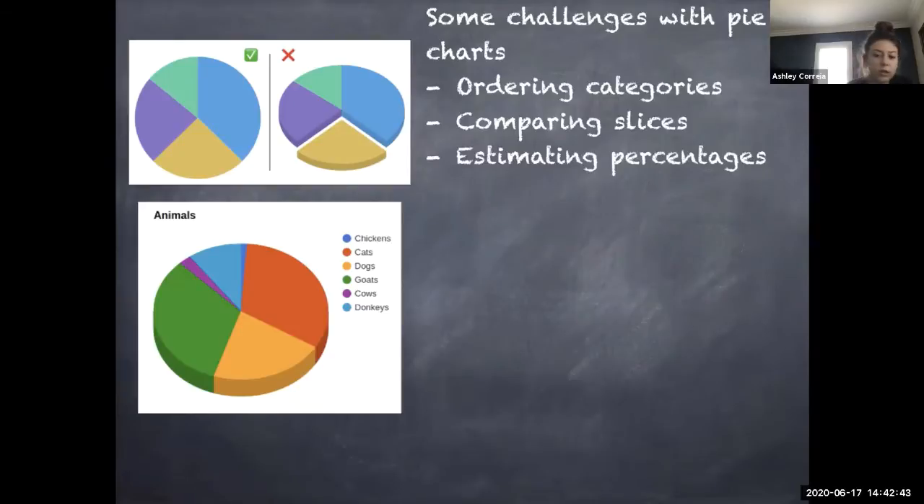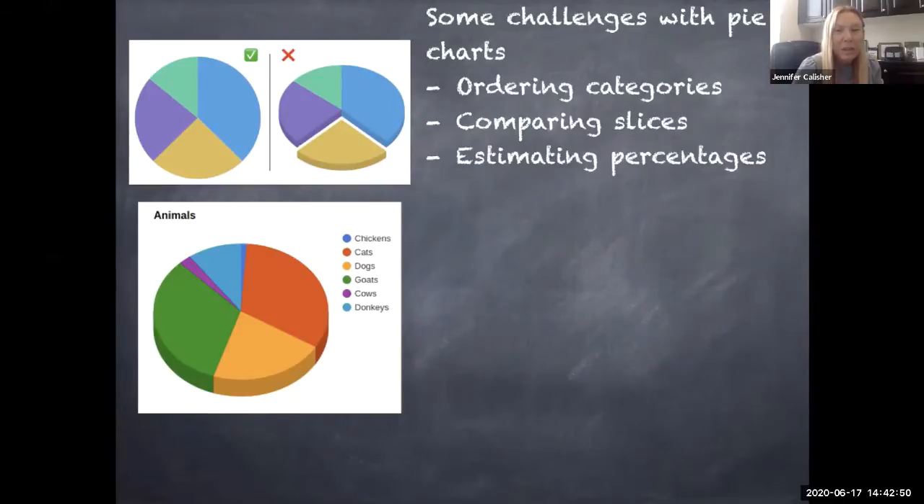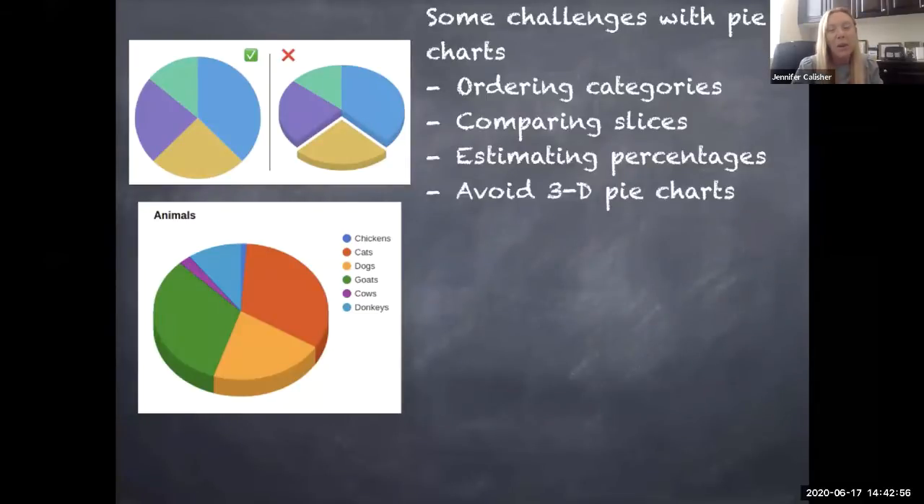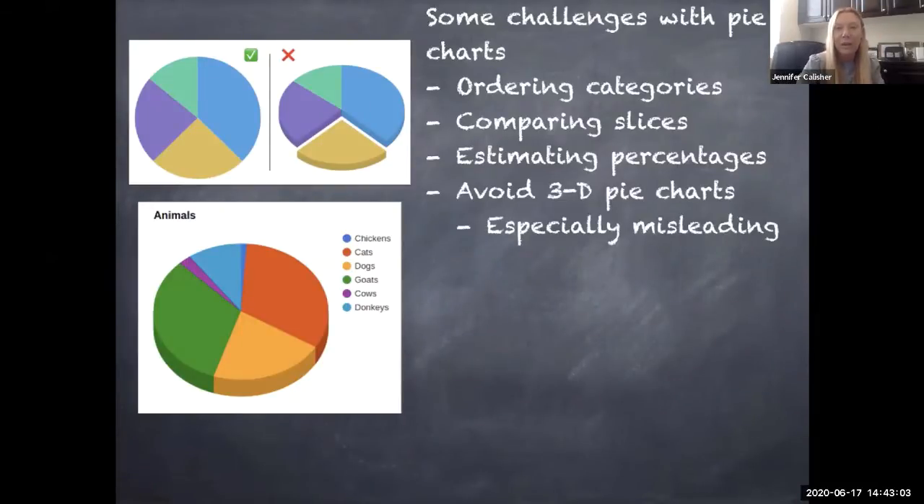Ashley, what does the next bullet point say? Estimating percentages. Exactly. Like I mentioned previously, if I look at the animals, the cats versus dogs, it's hard to compare those percentages. And then we always want to avoid the 3D pie charts because, again, the volume really makes it difficult.